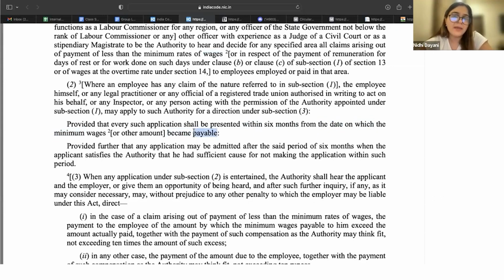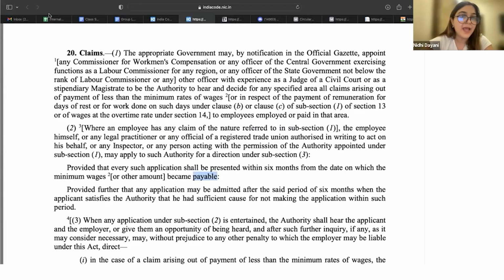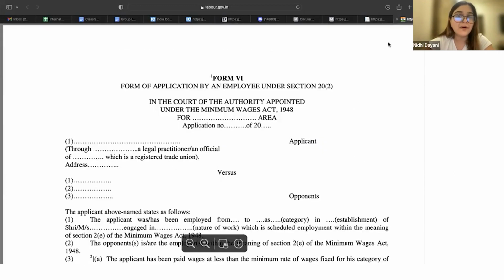How do I know when it is payable, guys? Relate it back to the Payment of Wages Act. What did the Payment of Wages Act say? When should payment of wages be made? If it is the 7th of July, I have to go to the Labour Commissioner within a period of 6 months from the 7th of July. From the date it becomes payable, within 6 months I need to present my claim. How will I present my claim? What is the format of the claim?